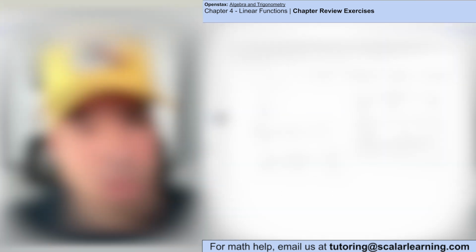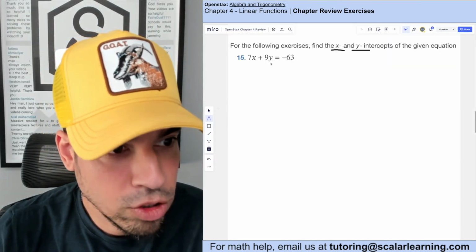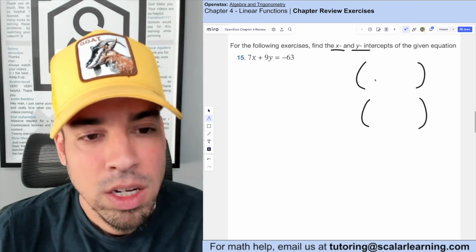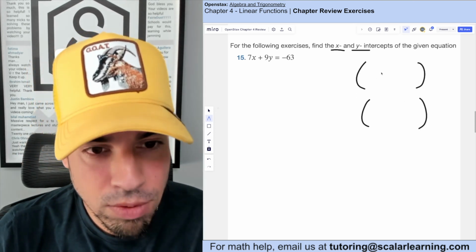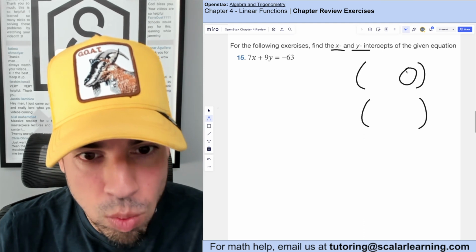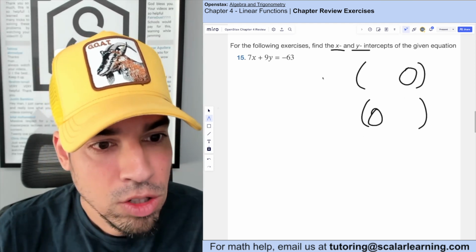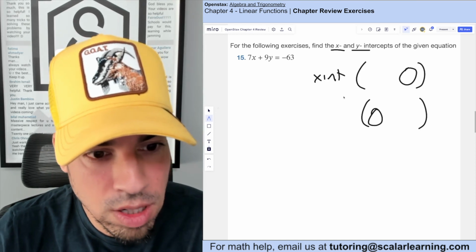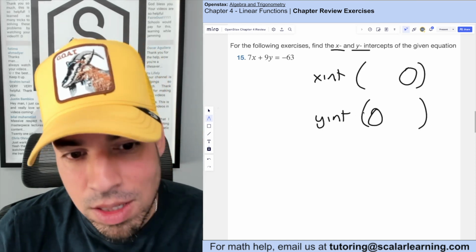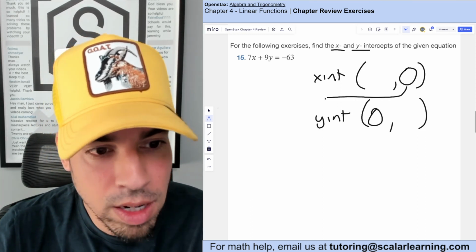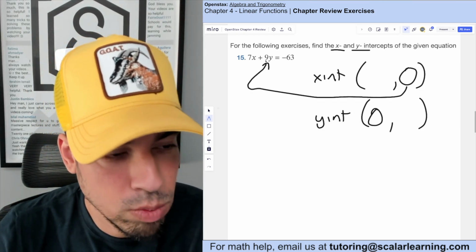Boom, done. So here we're going to find the x and y intercepts of this equation. Now, when we have our x and y intercepts, it's important to note that, for example, for the x-intercept, y is going to be 0. For the y-intercept, x is going to be 0. So this is my x-intercept. This is my y-intercept. And when we know that, it becomes a little bit easier because I can just plug 0 in for y and see what we get for x.